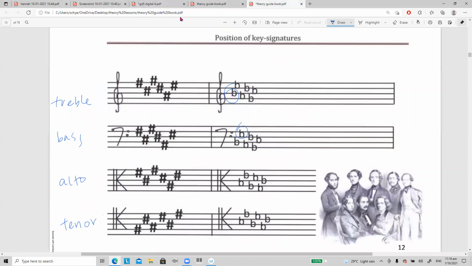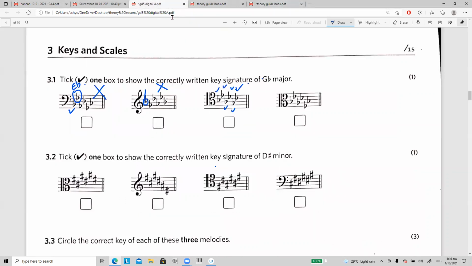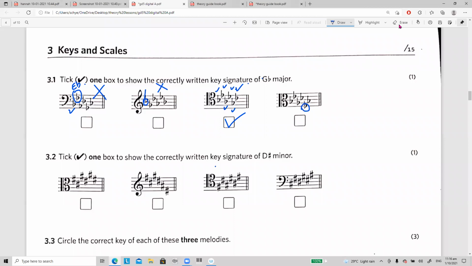Once we have done this screenshot, you can do a comparison. So the answer apparently is this one. This one is the correct one. And the next one, alto clef, is B, E, A, D, G, C. And this G flat is wrong. The G flat is not here, this is F flat. We don't have F flat in the key signature, so this one is also out.